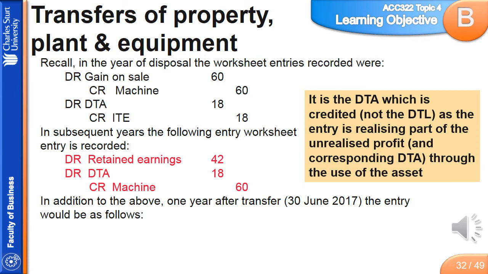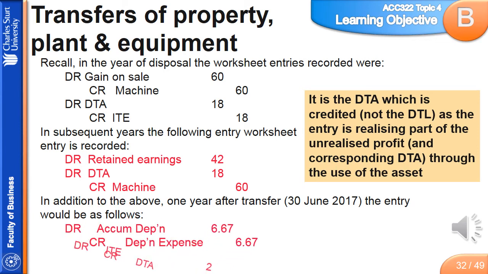However, say 30th of June 17, and this will change depending on how many years have passed, but 1 year post acquisition, we'd need to prepare the following entry. We would debit accumulated depreciation 6.67 and credit depreciation expense 6.67, so that brings it down from what the parent is recording in their own accounts of 16.67 down to $10 depreciation per year.